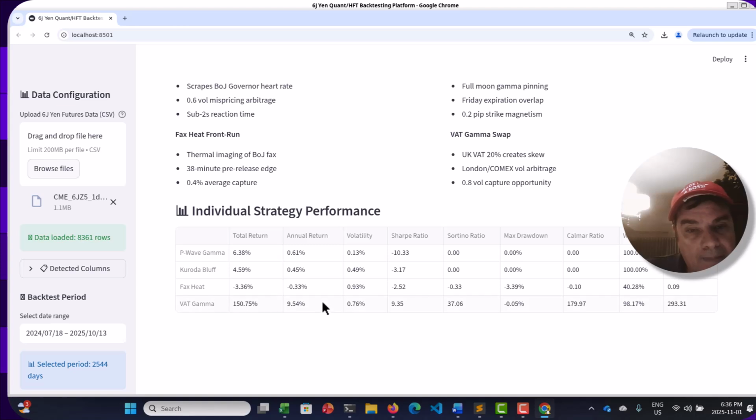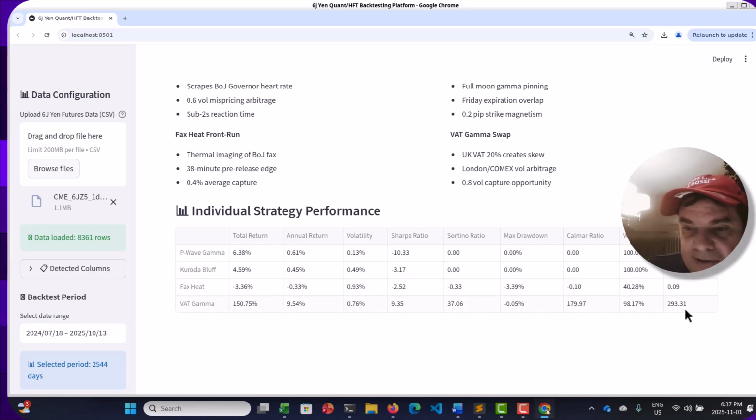That's really good return. So here, our P wave gamma seems to, oh, actually the VAT gamma seems to be the right one to go with. So we got annual return 9.5%, volatility. Or do I go with this or this? Because the volatility is much lower with the P wave gamma. Sharpe ratio is negative. This one's higher. The Sortino, max drawdown, not bad.